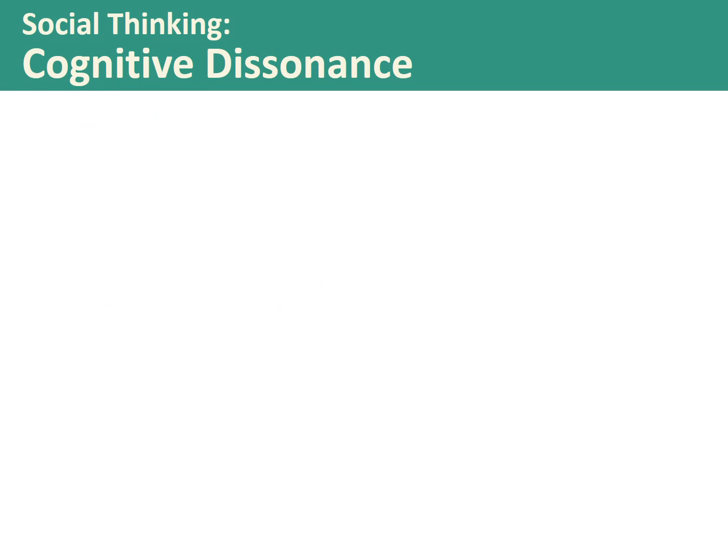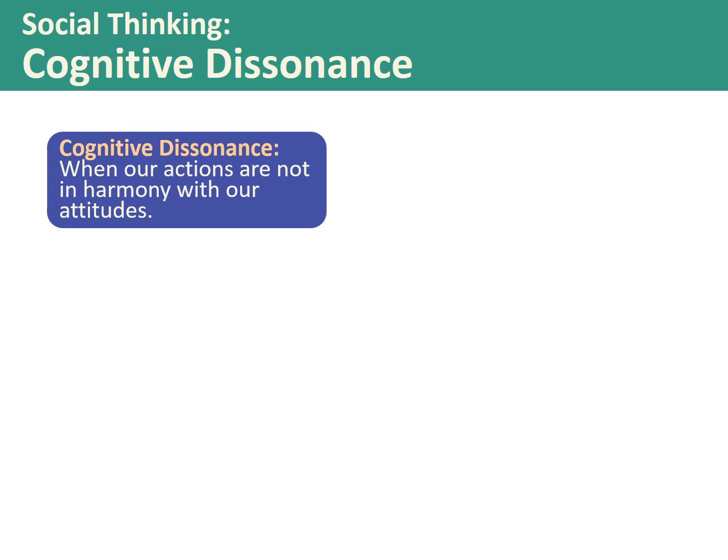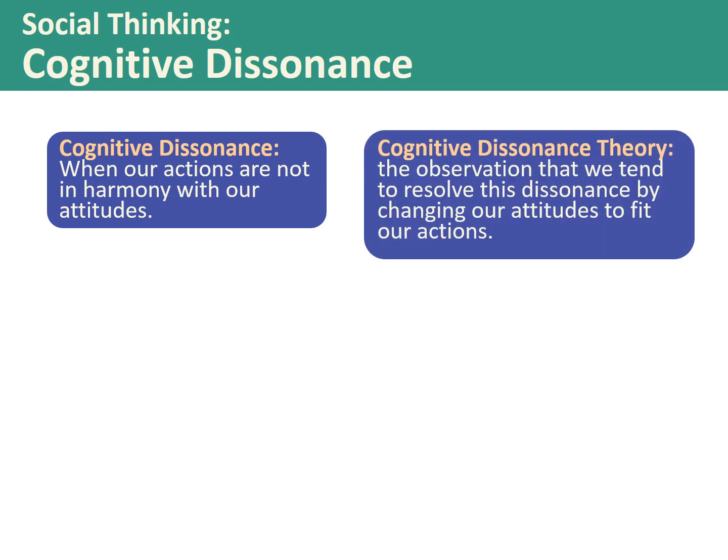And cognitive dissonance. Cognitive dissonance is a little bit more complicated, but it definitely shapes your attitudes through your behaviors. So cognitive dissonance is a tension state that occurs when our actions are not in harmony with our attitudes. So our actions and our attitudes don't line up. According to cognitive dissonance theory, we resolve this tension state, this dissonance, by either changing our attitudes or changing our actions. And it's much easier to change your attitude than change your action.